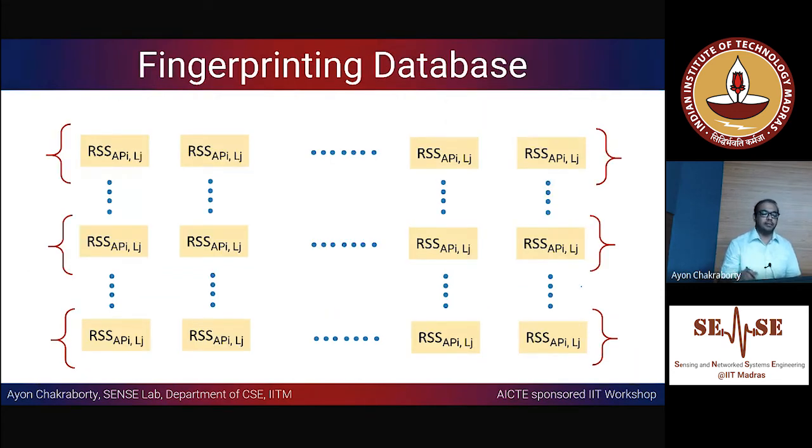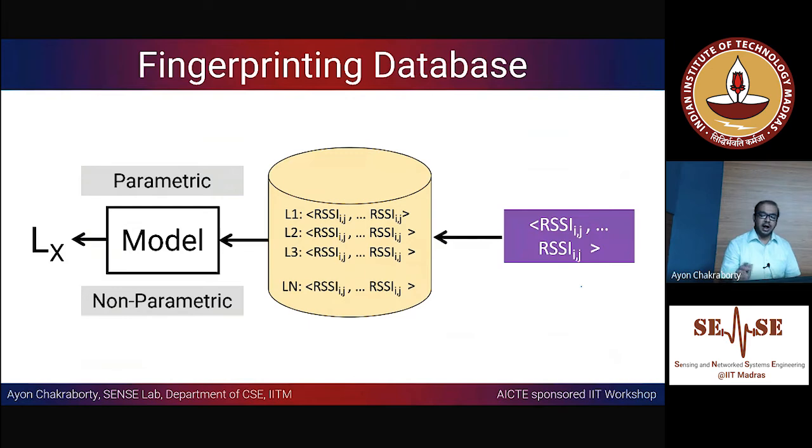After you complete the data collection and the interpolation, you will basically have a fingerprinting database that looks like this. You have features and you have discrete locations, and now you have to put all these things inside a database, and from that database you can create a model. It could be a parametric model, and you can also have a non-parametric model where you store all the data.